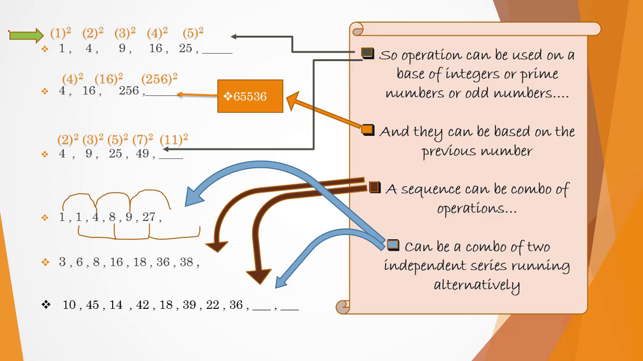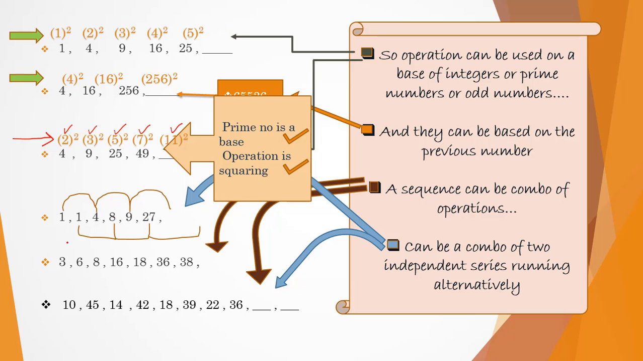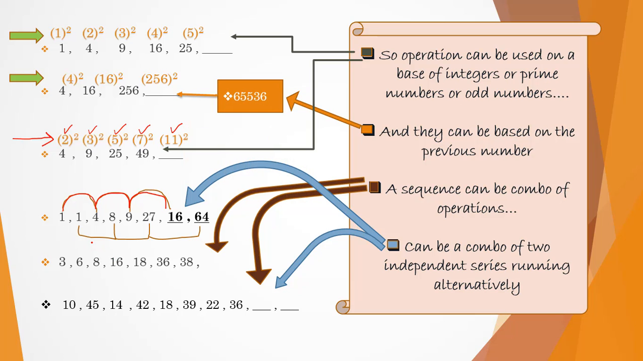Squaring of integers, squaring of the next number. This question has also used squaring, but the squaring here is based on prime numbers. Squaring of 2, 3, 5, 7, and then 11 should be squared. Two independent series are there: squaring of positive integers and cubing of positive integers alternate with each other.